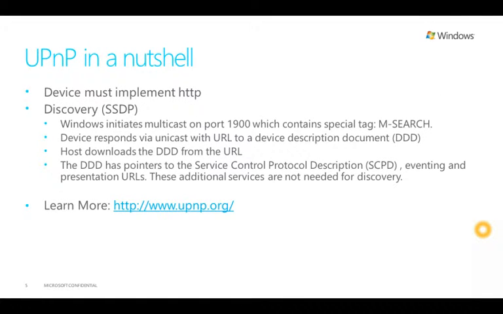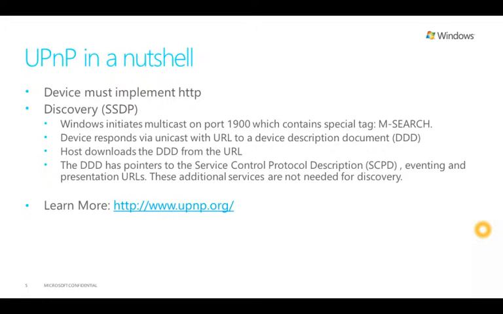A little bit about how UPnP works. The device must implement HTTP. Now, the process of discovery works in the following way. Windows initiates a multicast on port 1900, and the multicast contains a special tag, msearch. The device responds with a unicast that contains a URL to the device description document. We're going to talk about that document a little bit later.